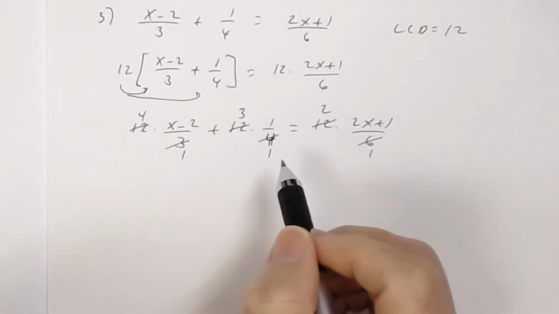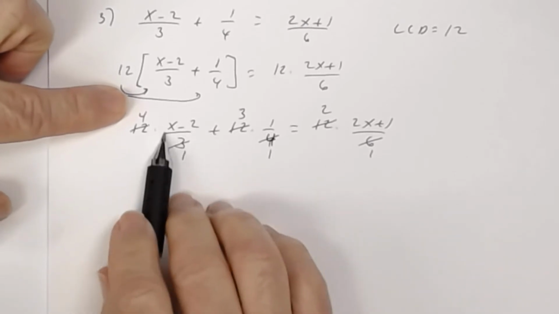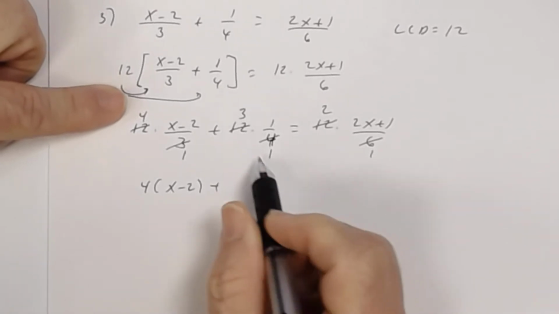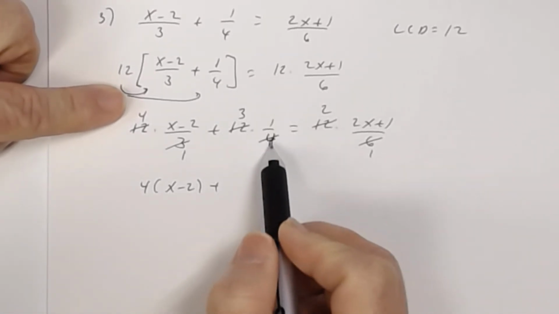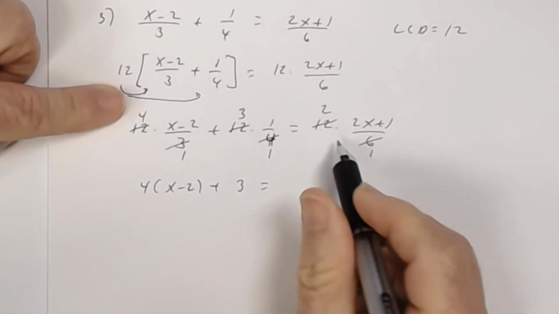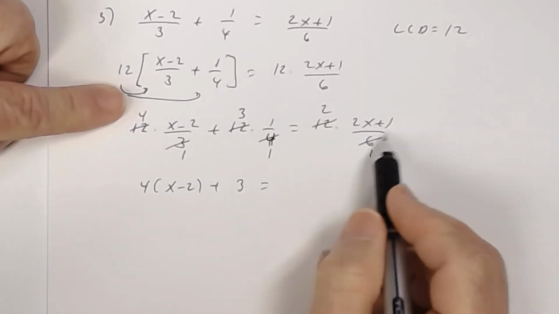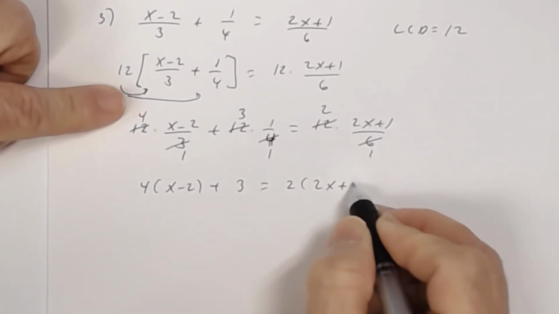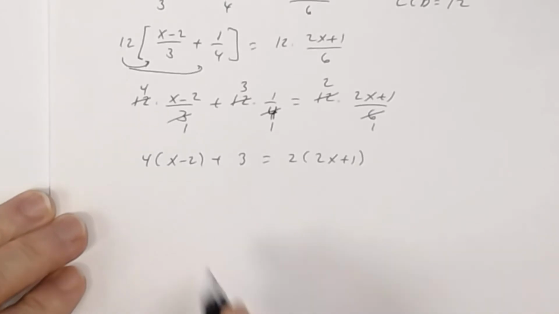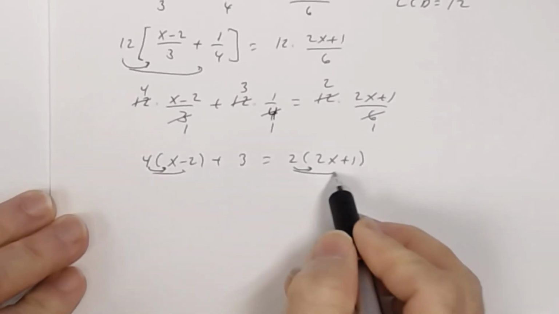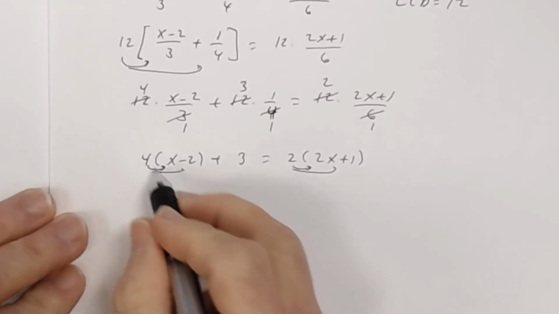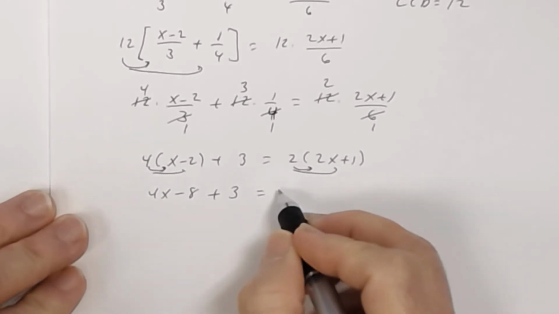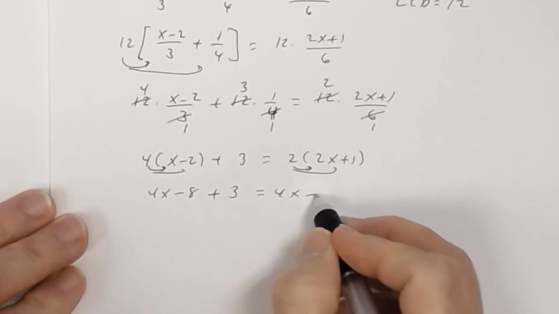Okay, now the next thing you got to be careful about is this. You have 4 times this binomial, so let's put that in parentheses. 4 times (x - 2) plus, and then over here I can just say 3 times 1 is 3, equal, and let's do the same thing here, 2 times this numerator, which is more than one term. It's a binomial. So 2 times (2x + 1). All right, now let's use the distributive property in both cases. So I get 4 times x is 4x, 4 times negative 2 is negative 8, plus 3, equal 2 times 2x is 4x, and then 2 times 1 is 2.